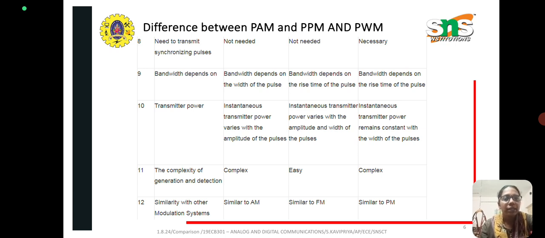And complexity of generation and reduction is complex in case of PAM. In case of PPM also it is complex, whereas for PWM it is easier. And similarity with other modulation techniques: PAM is similar to amplitude modulation, PWM is similar to frequency modulation, and PPM is similar to phase modulation.